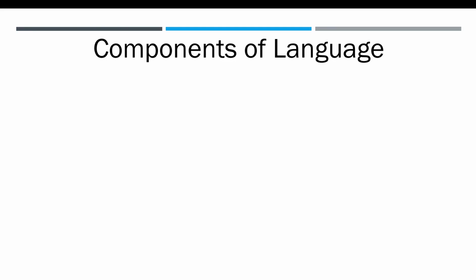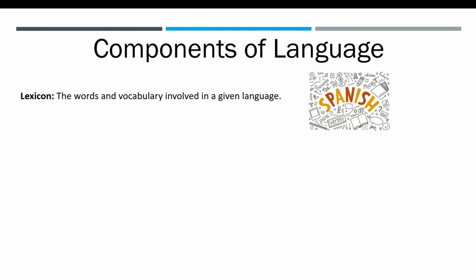The first component we need to understand about language is actually knowing what language we're hearing or speaking, which is the lexicon. And the lexicon are words and vocabulary we use in any given language. So for example, if we are understanding Spanish, we need to understand the words and the vocabulary of Spanish.